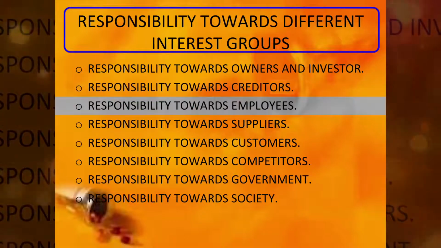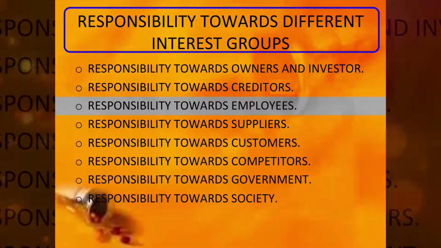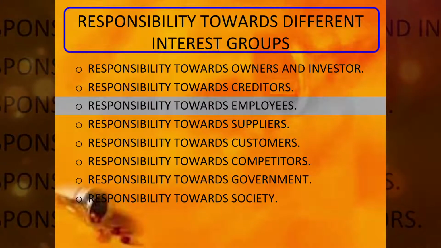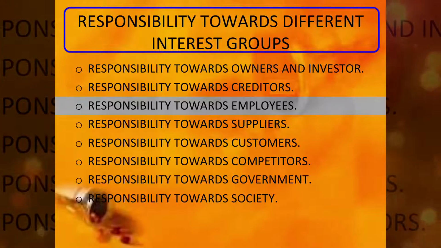Next, responsibility of business towards employees. The responsibilities of business towards its employees include timely and regular payment of wages and salaries, proper working conditions and welfare amenities, and opportunities for better career prospects.